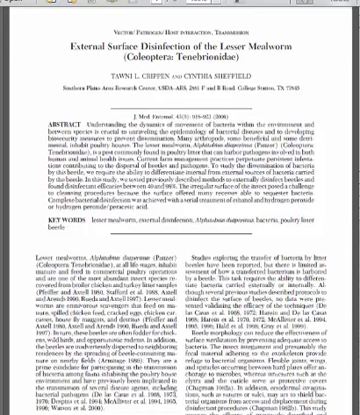So let's look at this paper that we're going to look at for the next few lessons. The title of this paper is External Surface Disinfection of the Lesser Mealworm, Coleoptera tenebrionidae. That's pretty straightforward, right? We know exactly what is happening in this particular paper. They tried to disinfect or sterilize the external surface of the lesser mealworm. And then they put in that it is Coleoptera, we know it's a beetle, tenebrionidae, now we know which family it is.